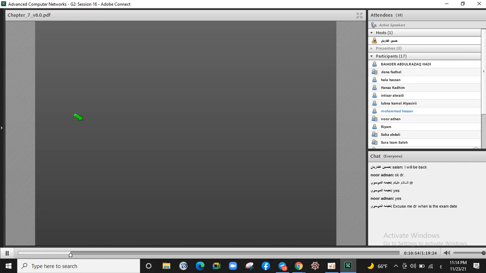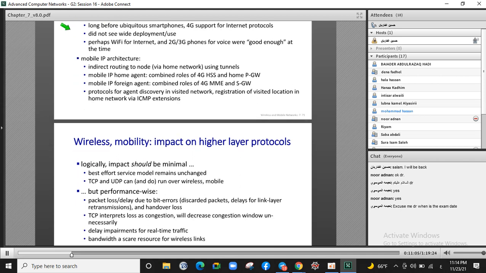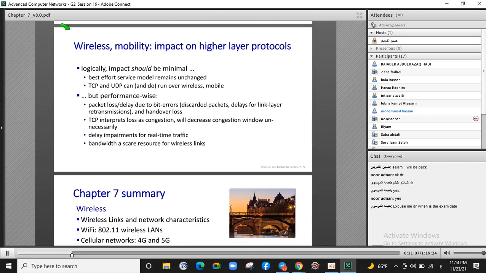And handoff or handovers, okay? We had supplementary documents and protocols to handle these mobilities.